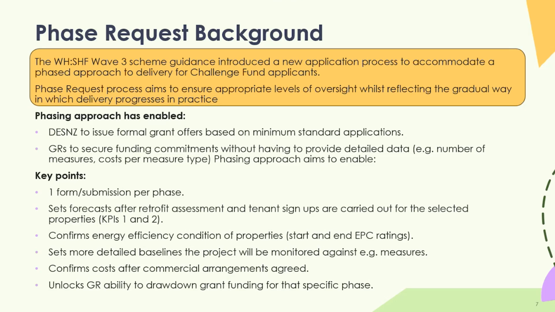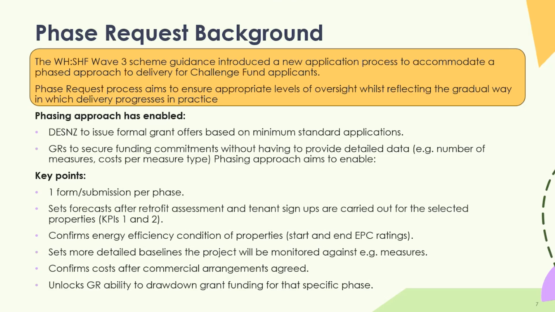We're able to set forecasts in relation to the cost of those measures, the amount of grant funding you're looking to draw down, and those starting and ending EPCs, etc. This sets more detailed baselines the project will be monitored against, such as number of measures. You would already have put some baselines down in terms of what you expect to draw down in grant funding in years 1, 2, and 3. Obviously, those don't change as part of the phase request process unless you go through a change request if that needs to be moved around. But anything in terms of number of properties, types of measures, etc., can be set as part of this phase request process.